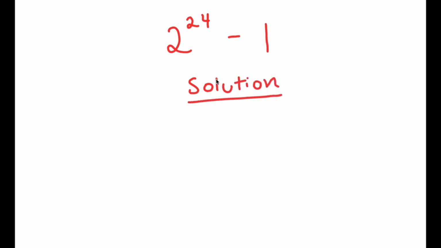Alright, so in this video, I'm going to be solving the problem 2 to the power of 24 minus 1. So, for my solution, what I'm first going to do is rewrite this as 2 to the power of 12 times 2, minus 1. So all I did was I rewrote 24 as 12 times 2.